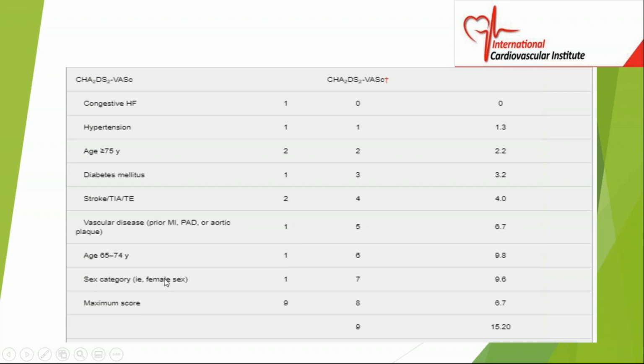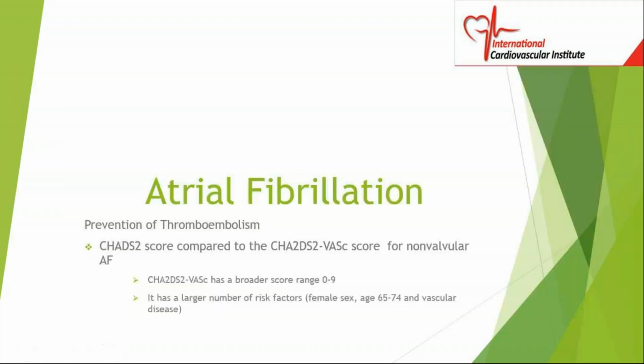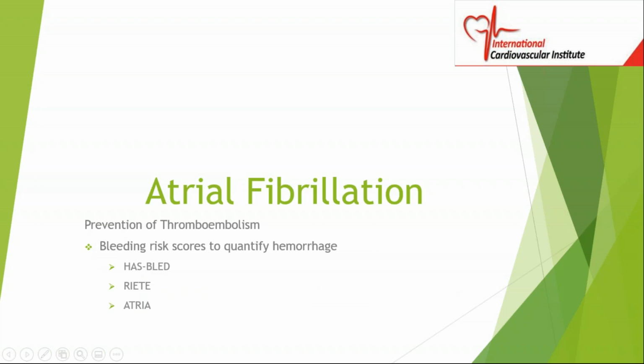And then females, because they're at a somewhat higher risk, get 1 point. And then the maximum score for the CHADS-VASc is 9. Okay, so it's a much more complete scoring system. So this is what we're using now. We don't use the CHADS score anymore. And these are the bleeding risk scores.